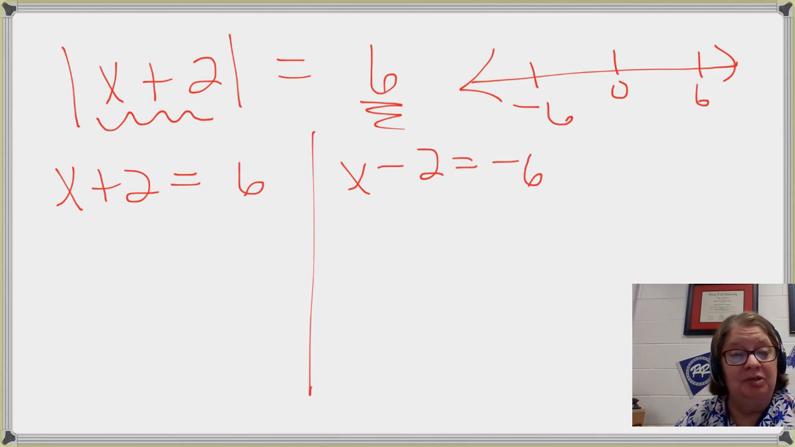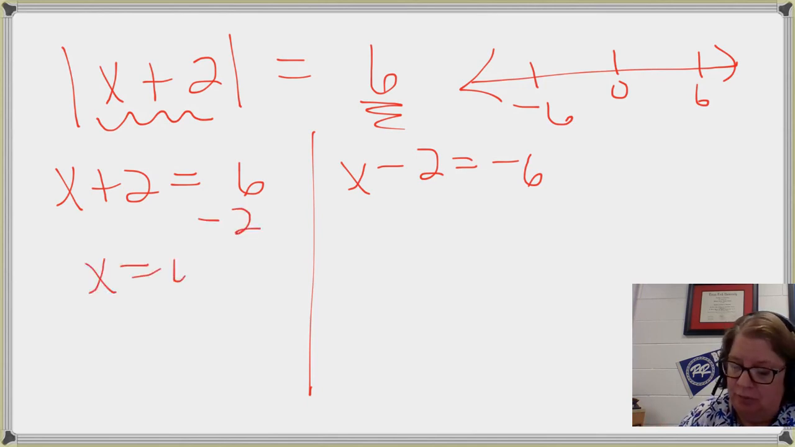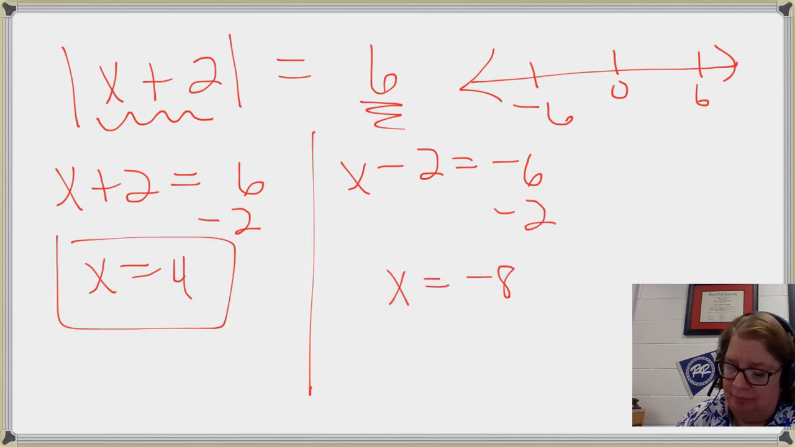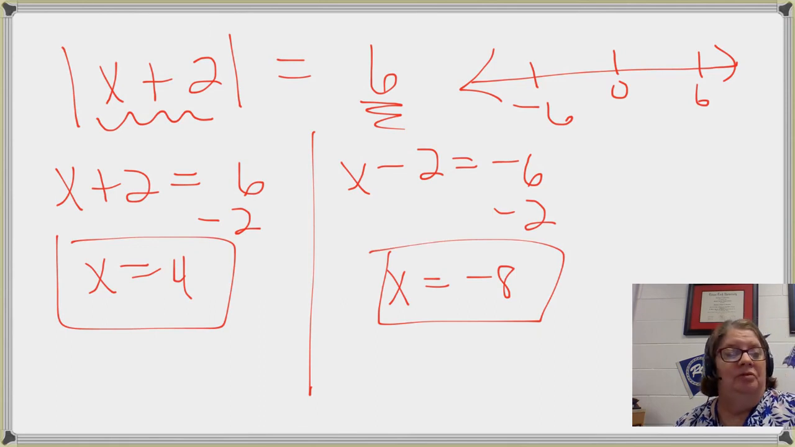Now we're going to treat these as two separate equations and solve by subtracting the 2, giving us these two numbers. If you replaced x with those two numbers in the equation, you would get an absolute value of 6. Let's try it.